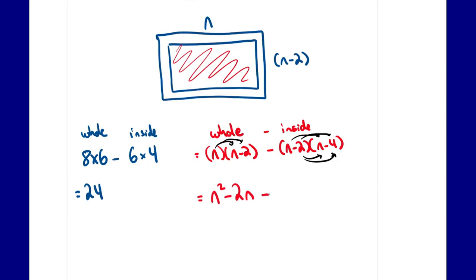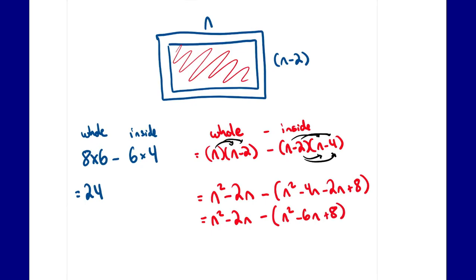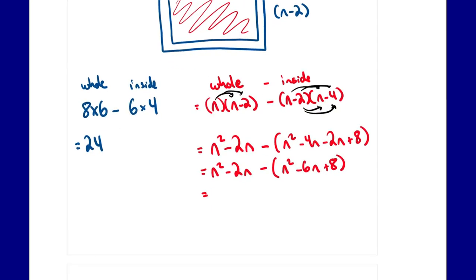And on the other side, we're subtracting. We have n squared, n times n, minus 4n minus 2n plus 8. Now we're going to go through and simplify before we subtract everything. n squared minus 6n plus 8. And because I'm subtracting everything, all the signs in this second bracket are going to change. So minus n squared plus 6n minus 8. I can go through and collect some like terms, like my n squareds here, my n's.